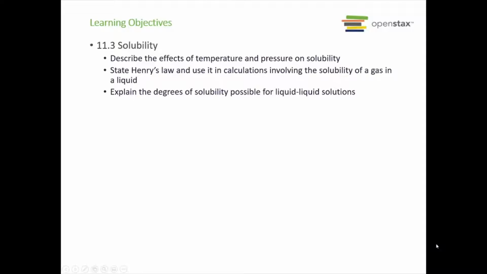We're now moving on to 11.3, solubility. In this section, we're going to describe the effects of temperature and pressure on solubility, state Henry's law and use it in calculations involving the solubility of a gas in a liquid, and explain the degrees of solubility possible for liquid-liquid solutions.